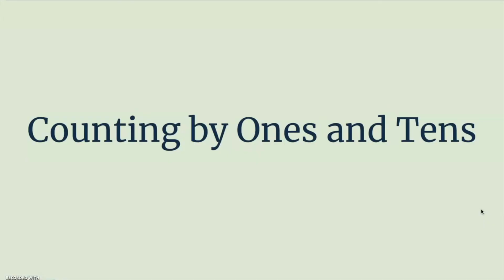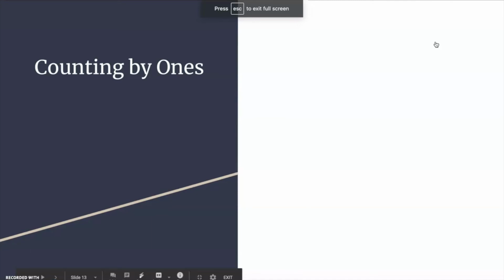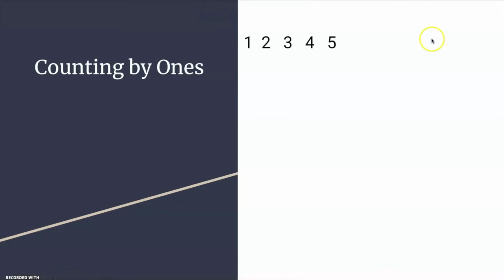Counting by ones and tens. All right, counting by ones. So we've counted by ones before. We've skip counted in class. So let's do the same thing here. 1, 2, 3, 4, 5. We're going up by 1 each time.